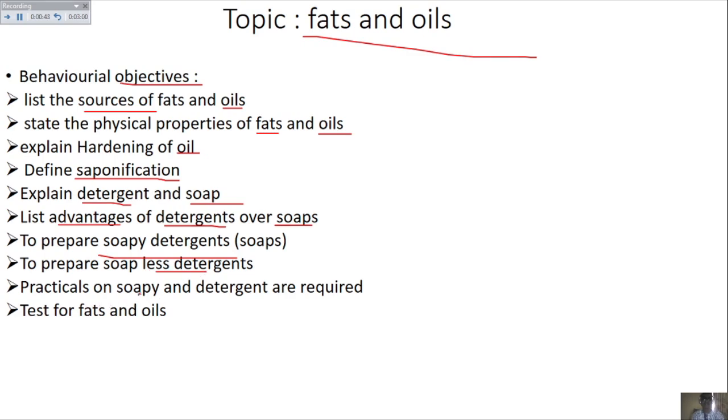Then practicals on soapy and soapless detergents are required. We are going to do this as well. And aside from this, we're going to be talking about the test for fats and oil. This is what you should be able to know at the end of the class.